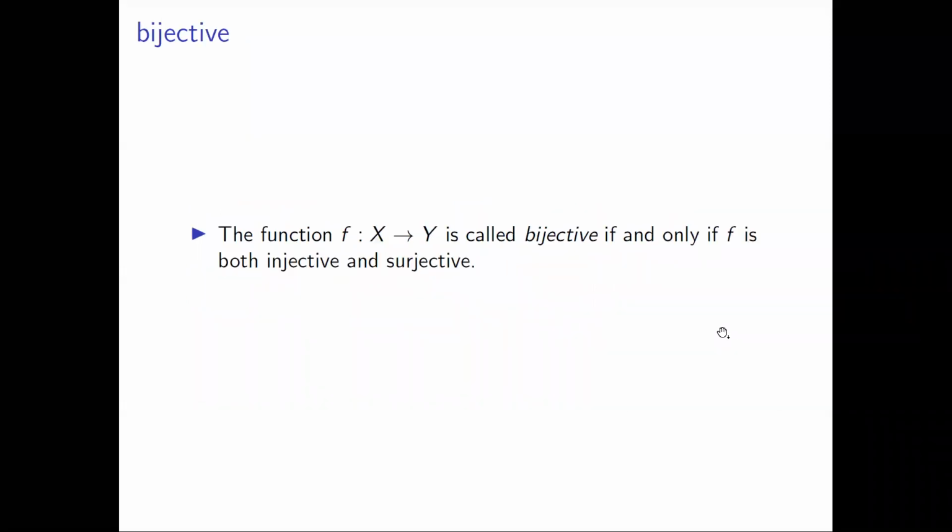Finally, the last term I wanted to mention is bijective. Bijective is easy to define because a function is bijective if and only if it is both injective and surjective. Now that we have these terms, we can look at some examples and we'll see whether they are injective, surjective, or bijective.